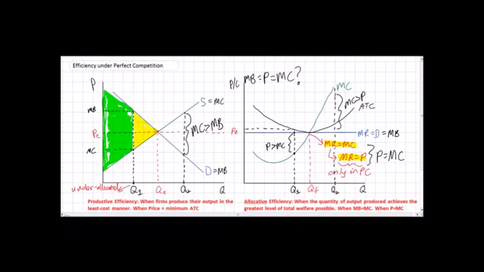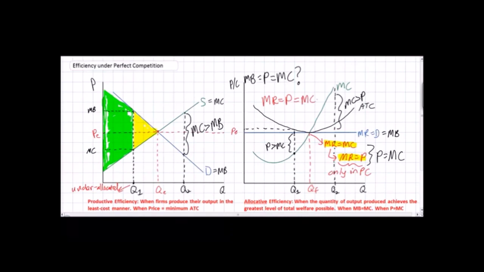At any level of output greater or less than that quantity, resources will either be over allocated or under allocated towards the production of the good in the market as a whole. But since firms are interested in maximizing their profits, they should always produce where marginal revenue equals marginal cost. And since marginal revenue equals price under perfect competition, this will also be allocatively efficient.